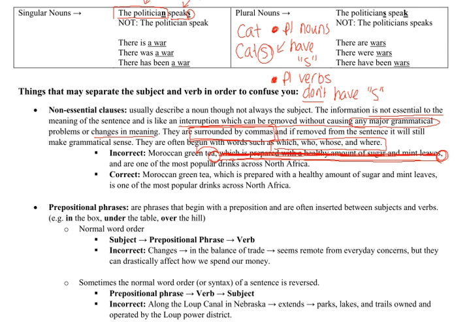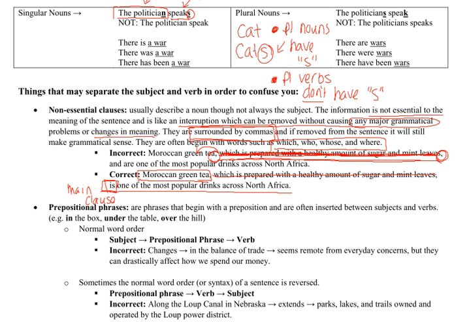Moroccan green tea and are one of? That makes no sense. So the correct version of this sentence would be Moroccan green tea is one of the most popular drinks across North America. That is the main sentence, the main clause, with a subject, Moroccan green tea, and that verb is. And again, you can ignore that middle non-essential clause, which is prepared with a healthy amount of sugar and mint leaves, when you are examining the grammar of the rest of the sentence.